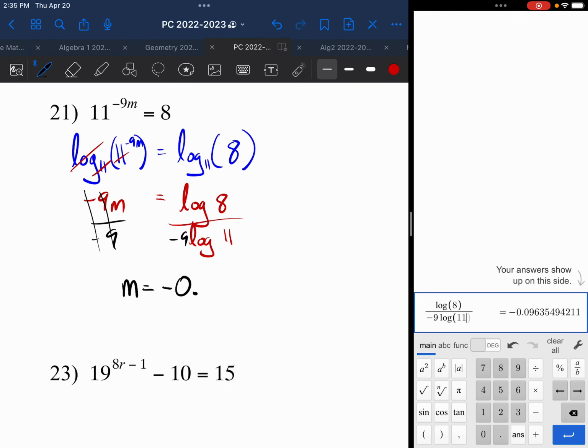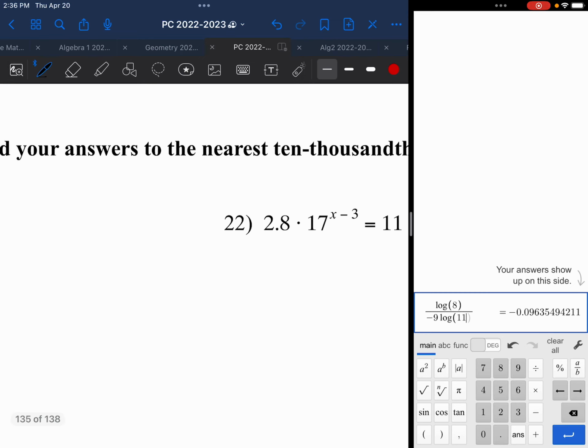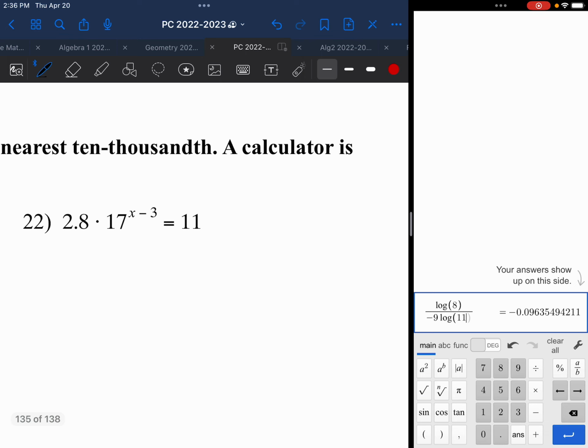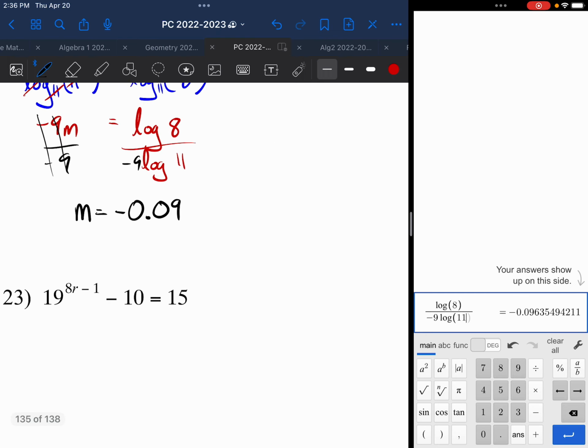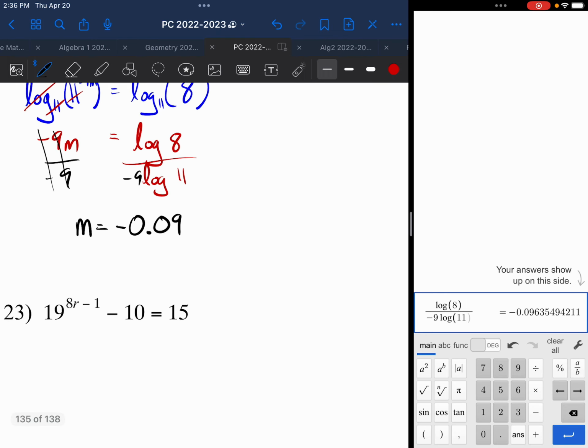Negative 0.0, what are we rounding to? Round your answers to the nearest 10,000th. That's 4 decimal places. So I have 0.9, which is 2 decimals, and then 6.3, but that 3 is rounded up because of the 5 that follows it, so it's going to be 6.4.